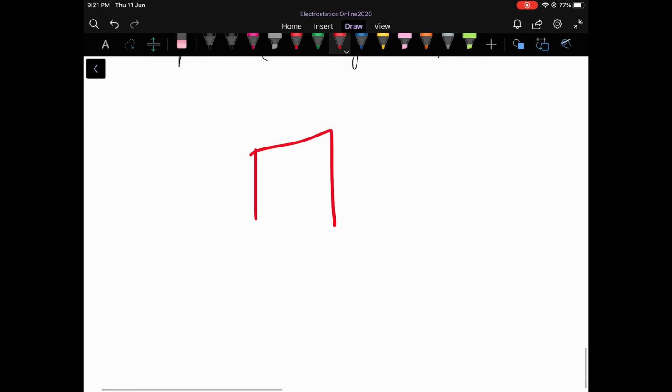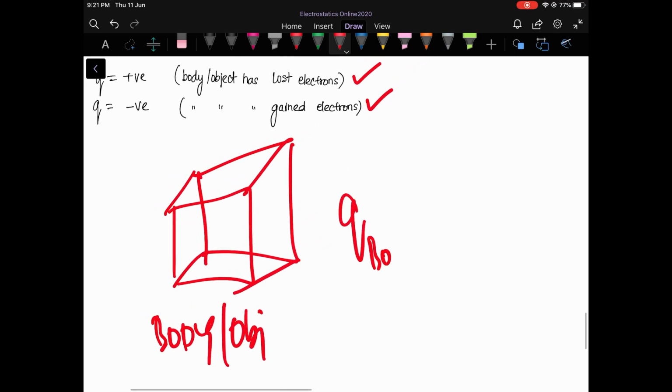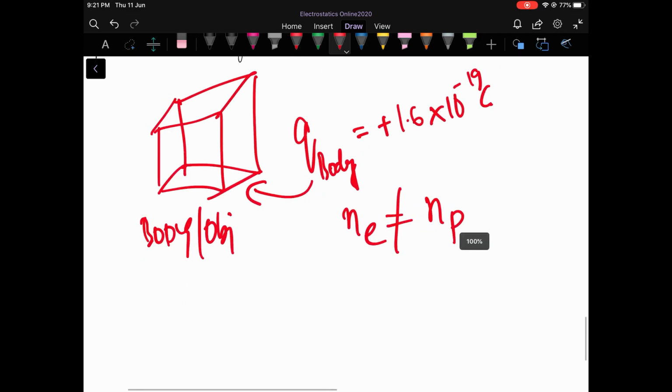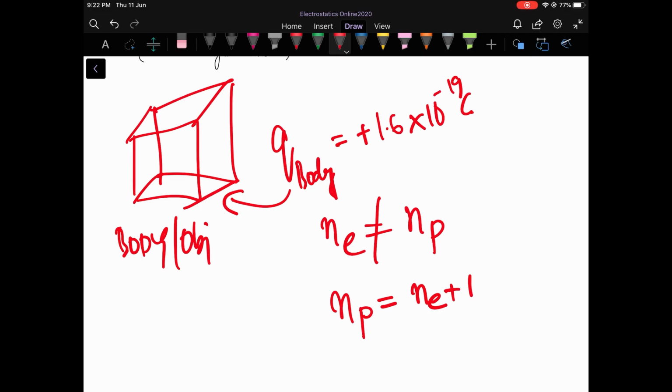So suppose I just draw a box, call it a body or an object, and I tell you that the charge on this body is equal to plus 1.6 into 10 to the power minus 19 coulombs. You can easily say that this body does not have an equal number of electrons and protons. What else you can say is that the number of protons in this body must be 1 more than the number of electrons in this body. Or in other words, this body has 1 less electron compared to the number of protons. If they were to have the same number of electrons and protons, the charge on this body would have been 0.